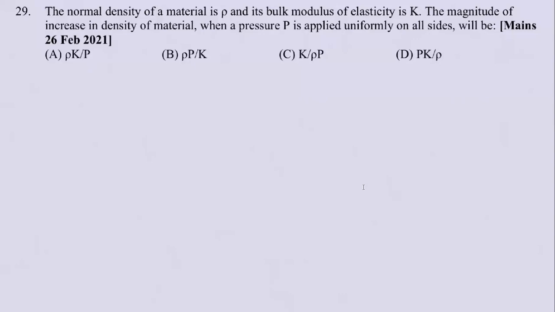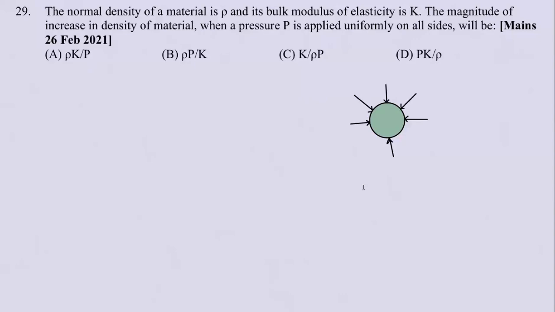29. The normal density of the material is rho and bulk modulus is K. What is the magnitude of the increase in density of the material if the pressure P is applied uniformly on all sides? Assume that there is a sphere or something, and if you apply pressure from all sides, then it comes under bulk. What happens is that volume will decrease and density will increase.